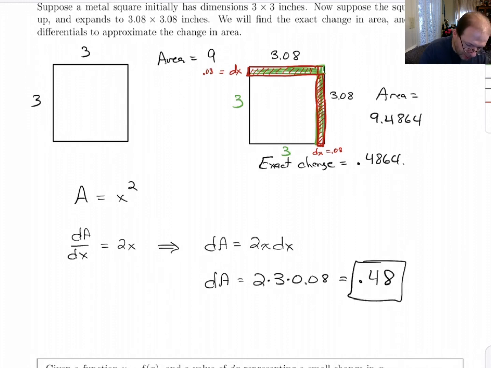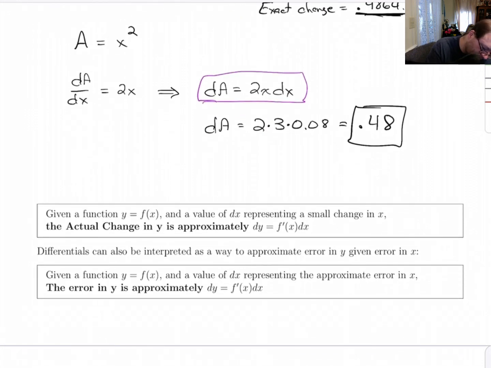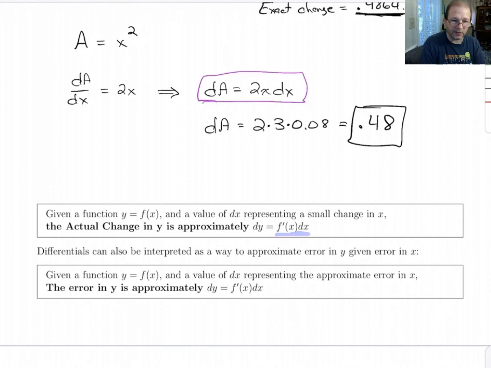That's approximately the same as this up here. Now, of course, what's it leaving out? It's leaving out the little square up here in the corner. This little bit up here winds up getting ignored. And that's why this is only an approximation instead of the exact amount. But we can use differentials to approximate the change in area. So that's what this says down here. Given a function y equals f of x, and a value dx representing a small change in x, the actual change is approximately dy, which is f prime of x times dx.